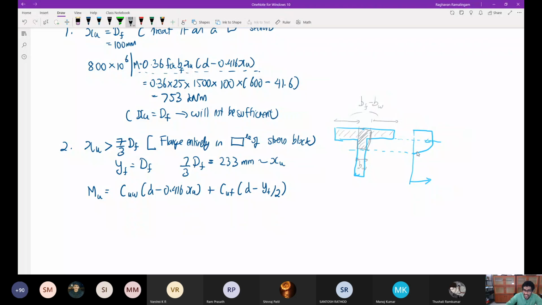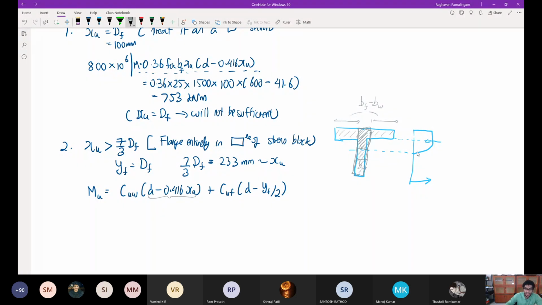You have a rectangular beam like this. That is given by the same thing as the rectangular beam equation, d minus 0.416 XU. So this part consists of the moment resisted by this part of the T section.